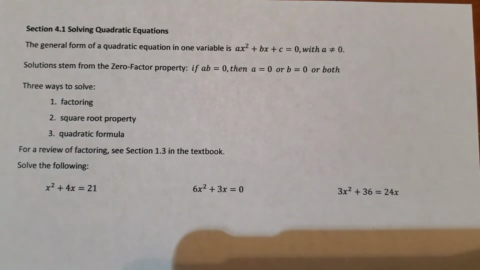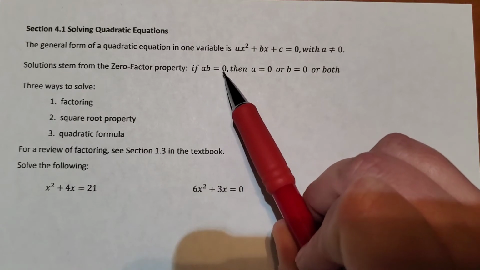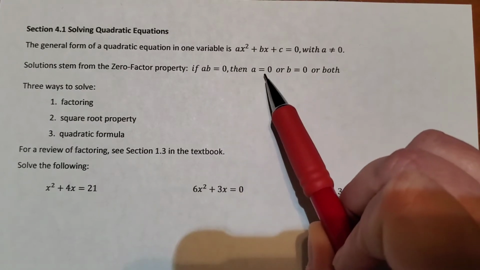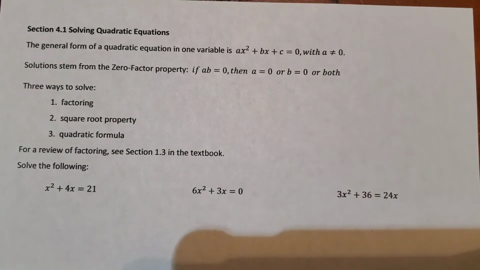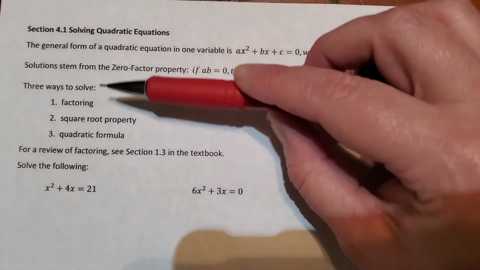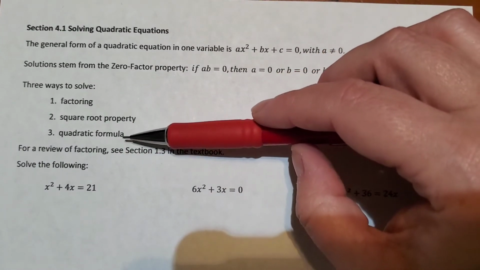So remember, when we're solving the quadratic equation, the solutions stem from the zero factor property. The zero factor property says that if a times b is equal to 0, then a is equal to 0, or b is equal to 0, or both are 0. So when we're solving quadratic equations, we have three ways to solve. We can solve by factoring, we can use the square root property, or we can use the quadratic formula.